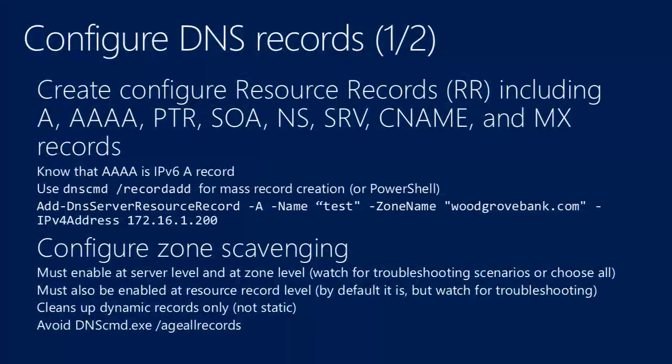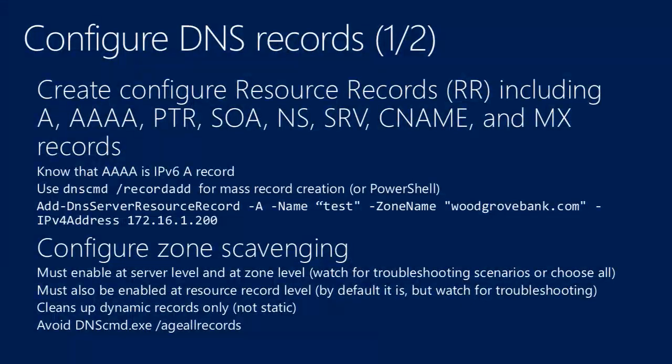Sorry. So everyone knows the typical records. We talked about this in the 410 for those that were here, but you got to know the difference between the quad A, PTR, NS. You got to know what these are, where you might find them. The key thing I call out is the IPv6 A record, right? Knowing what that is. The DNS command with the record add for mass creation, you can also use PowerShell. I call them both out, just knowing them: Add-DnsServerResourceRecord. And then you talk about the zone name and the type of record it is. Knowing the cmdlet, knowing the DNS command, that's going to be critical.